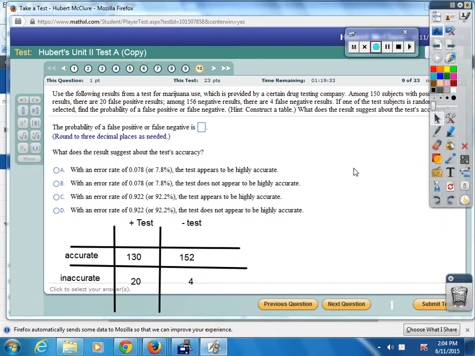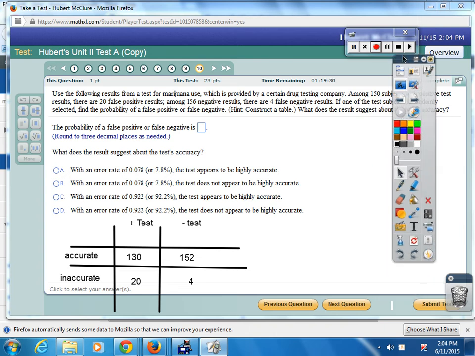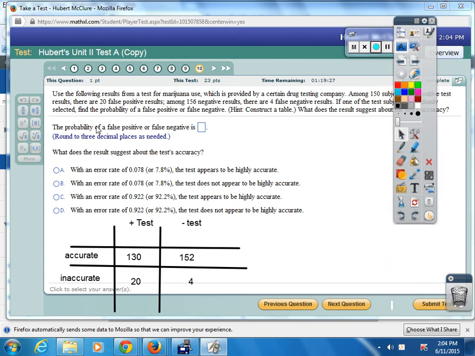All right, so now what are they asking? They're going to ask, what is the probability of a false positive or a false what? Well, what is a false positive? That's inaccurate, right? So we highlight what? False what? So where is false positive? Inaccurate. What else? False negative. Which one's false negative? The 4. And it says false positive or false negative.